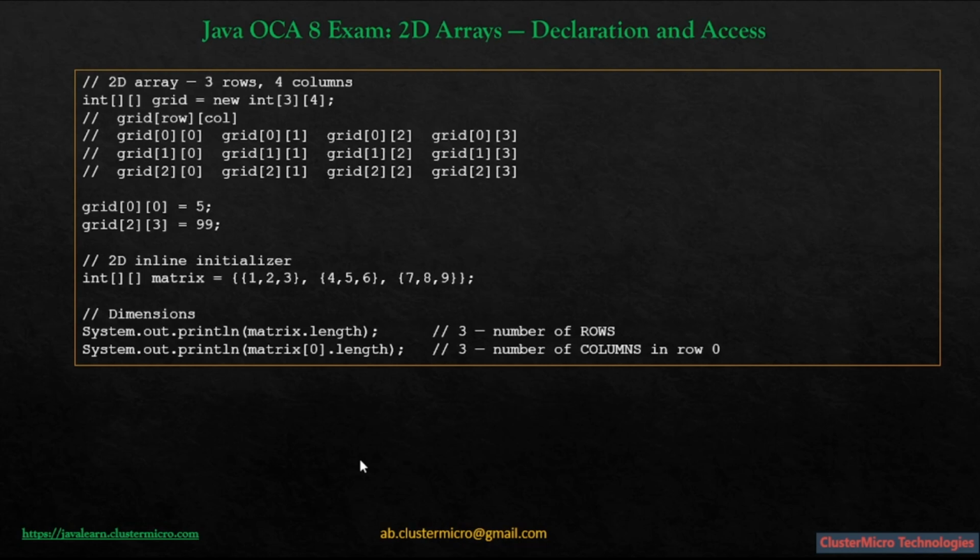To access elements in a 2D array, you use 2 indices: grid[row][column]. The first index selects the row and the second selects the column. For example, grid[0][0] refers to the top left element, while grid[2][3] refers to the bottom right element in a 3x4 grid.